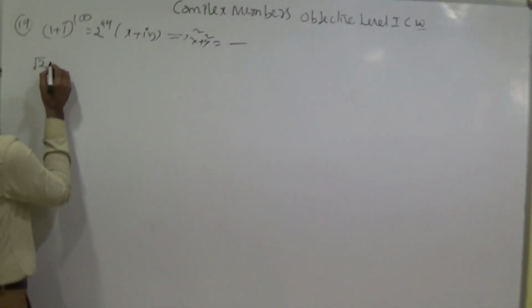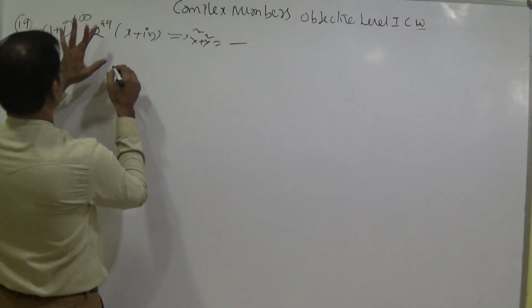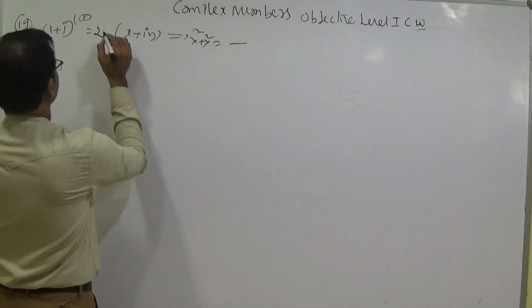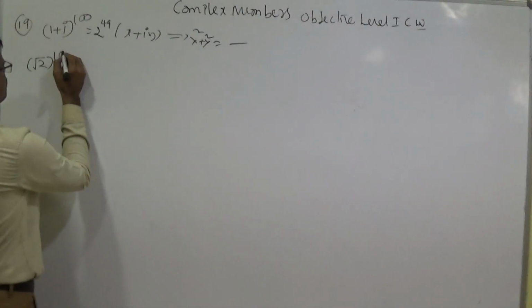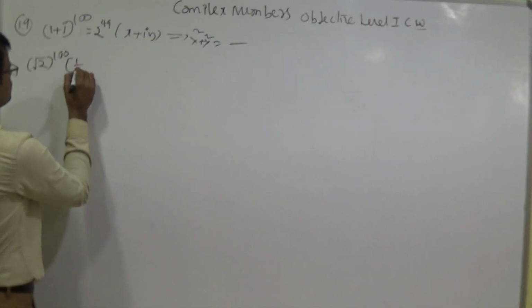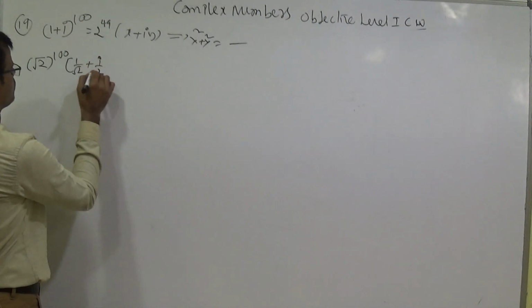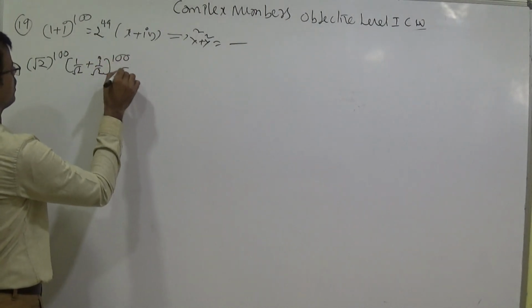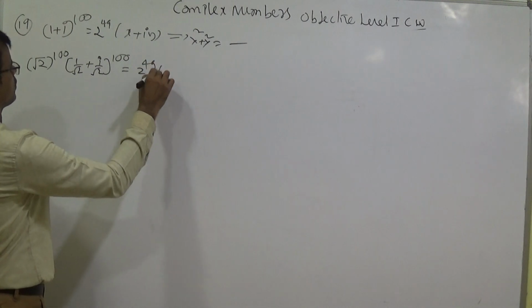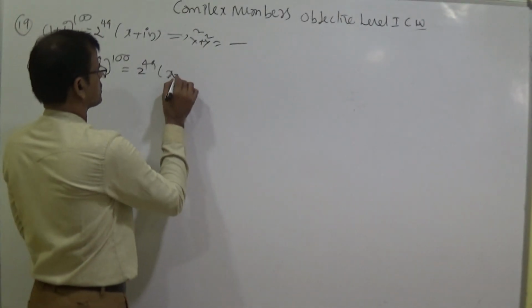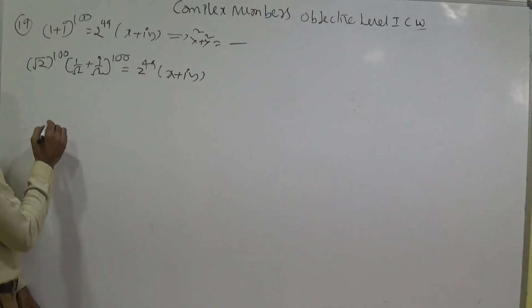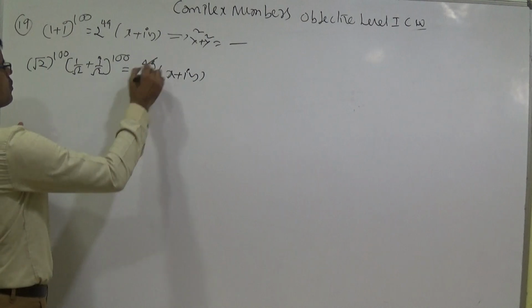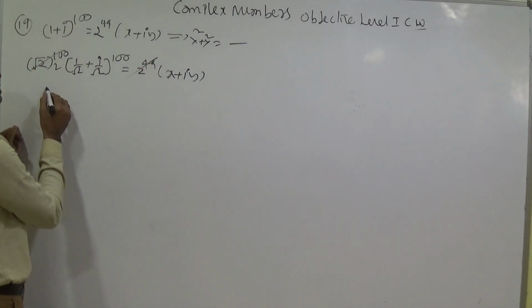Multiply and divide here. 100 means 49, correct. Root 2, multiply and divide with root 2. Root 2 whole power 100 into, here write 1 by root 2 plus i by root 2 whole power 100 is equal to 2 power 49 into x plus iy. Root 2 power 100 becomes 2 power 50. This will be dividing only 2 times.